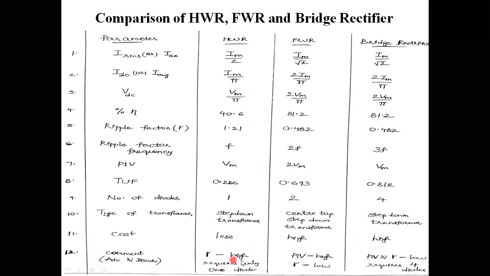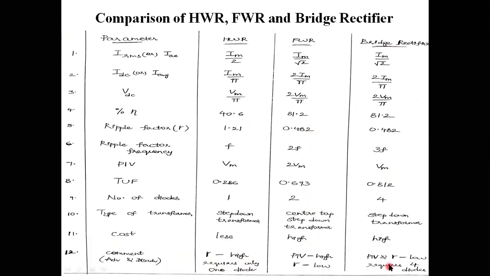The disadvantage is its ripple factor is very high. The advantage is it requires only one diode. Next, with respect to the full wave rectifier, peak inverse voltage is high. Peak inverse voltage is 2Vm, it is high. And the advantage is ripple factor is low. Ripple factor is low here, that is 0.48.